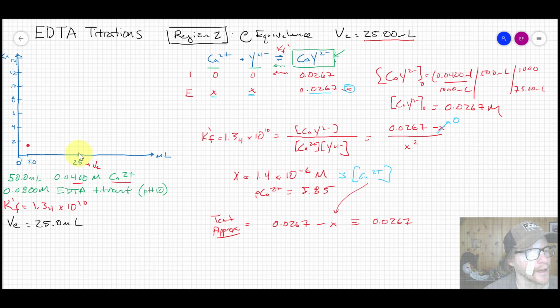So I can go up on my curve here. This is where my VE is, my volume at equivalence. This is just below 6, so we'll say that's where my inflection point is.